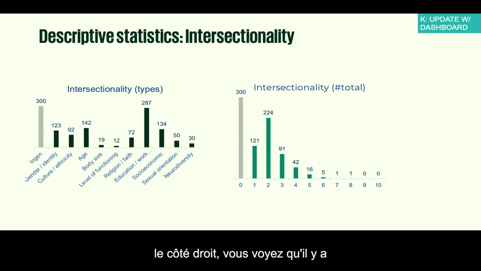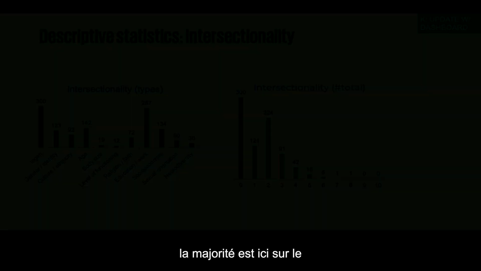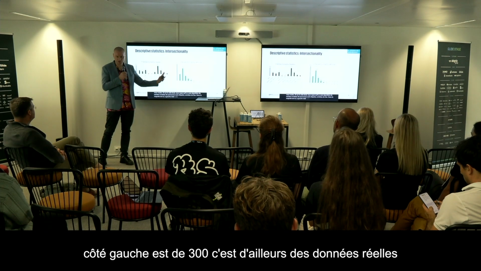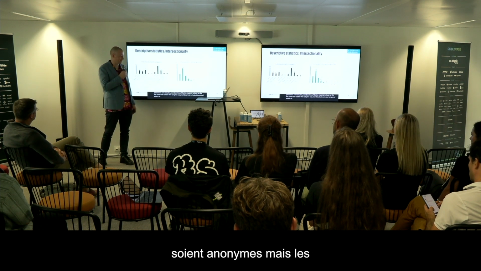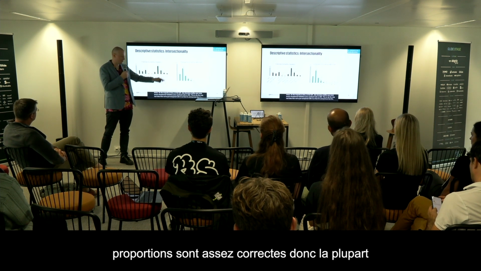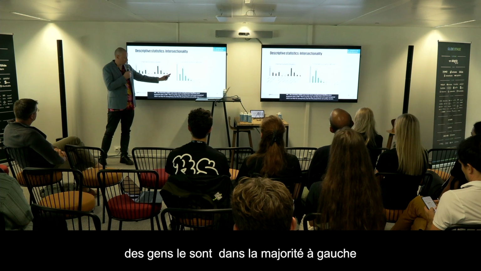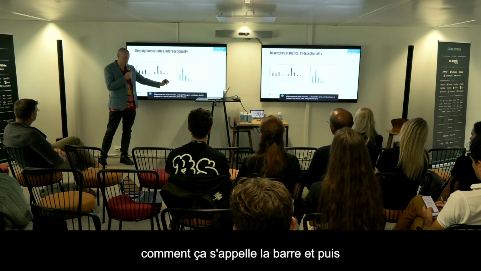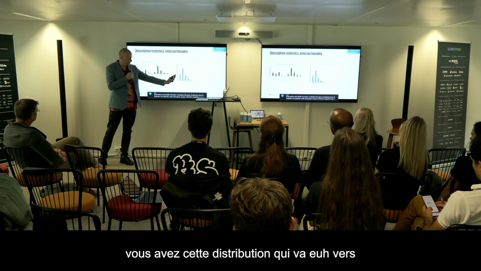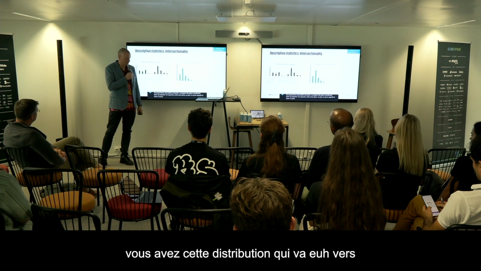Diversity hits just means how many times people have clicked on the different categories, the diversity intensity, if you will. On the right-hand side, you see the distribution of how many people have clicked how many times. The majority, here on the left-hand side, is 300. This is real data that we tampered with so that it's anonymous, but the proportions are pretty correct. Most people are in the majority on the left, in this gray bar, and then the distribution goes to the right.